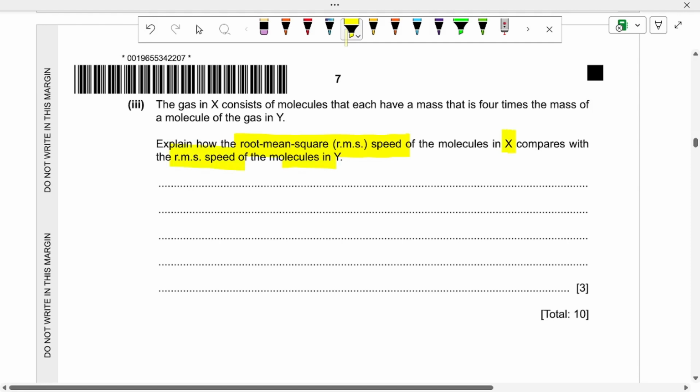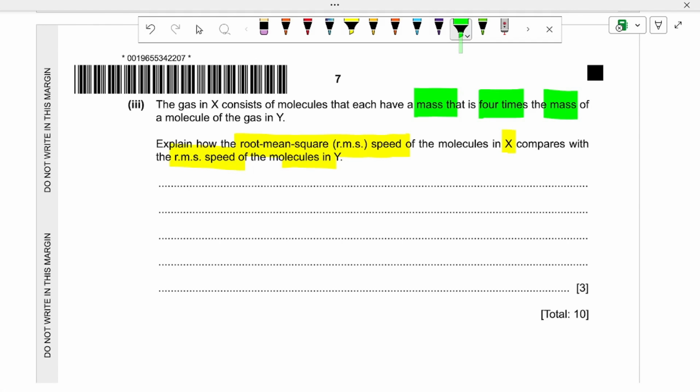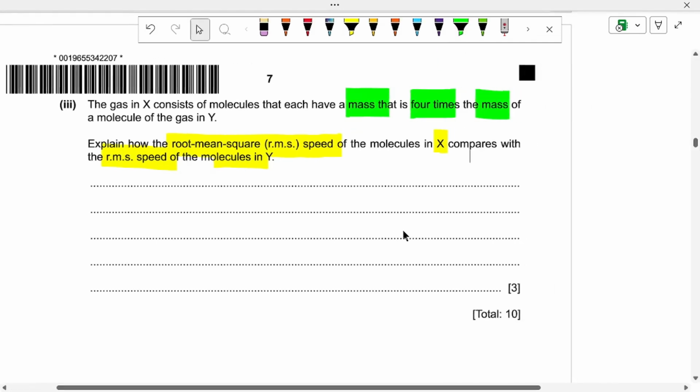So I'm going to ask myself 2 questions. Whenever you're given these kinds of questions, ask yourself, what are you given? And what are you asked to do? In this question, I've been told that gas X consists of molecules that each have a mass that is 4 times the mass of a molecule in Y. So I have a mass that's 4 times, and I want to explain how the root mean square speed of the molecules compares. So what relates mass and root mean square speed? That's going to be my question.